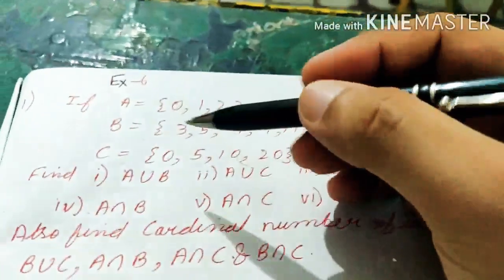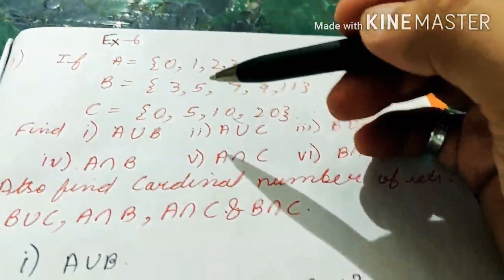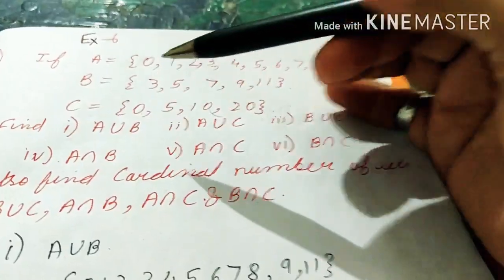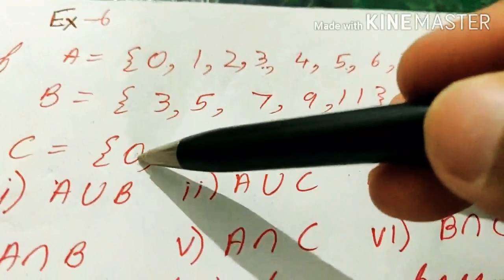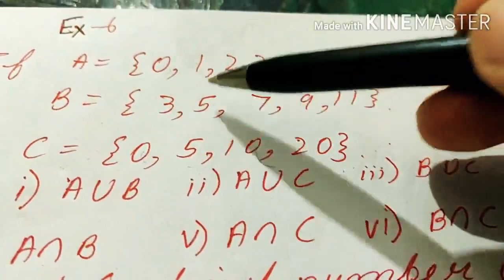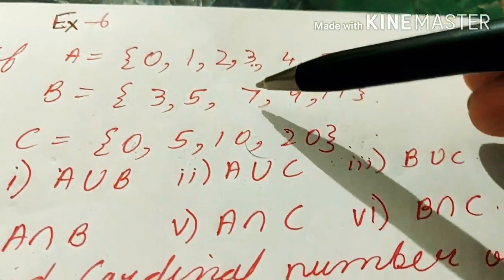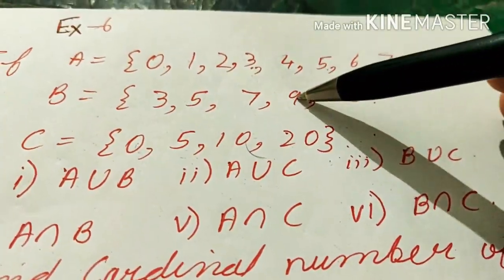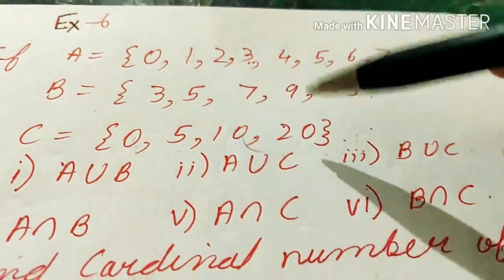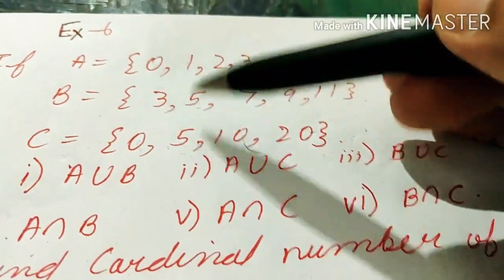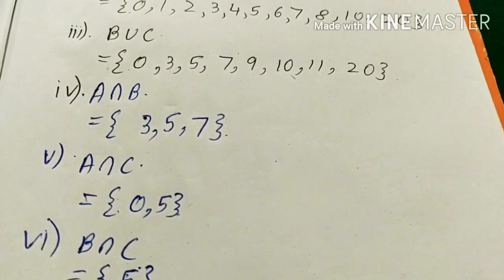What next? B and C. Calculating the intersection of B and C. Intersection means the common values of B and C. So what are the common values between B and C? If you see here, 3 is in B, 0 is in C. 5 and 5, look, 5 is common in both the sets. 5 is present in B as well as in C. 7 only in B, 9 only in B, 11 only in B, 10 only in C, 20 only in C, but not in both. Only 5 was the value present in both sets B and C. So the intersection of B and C was 5.